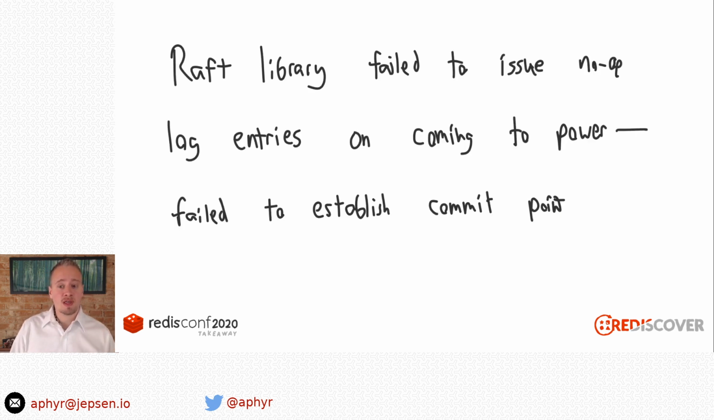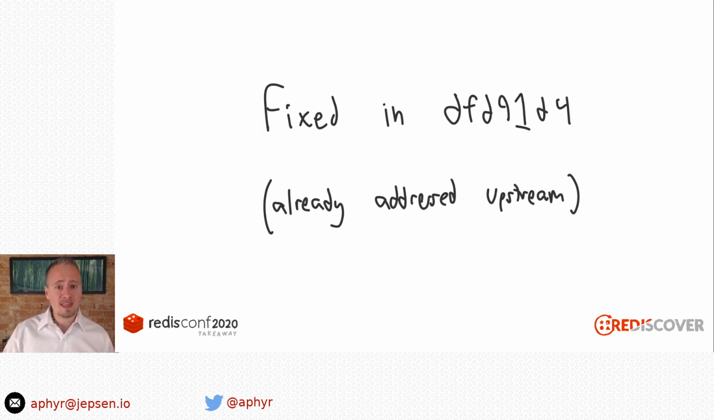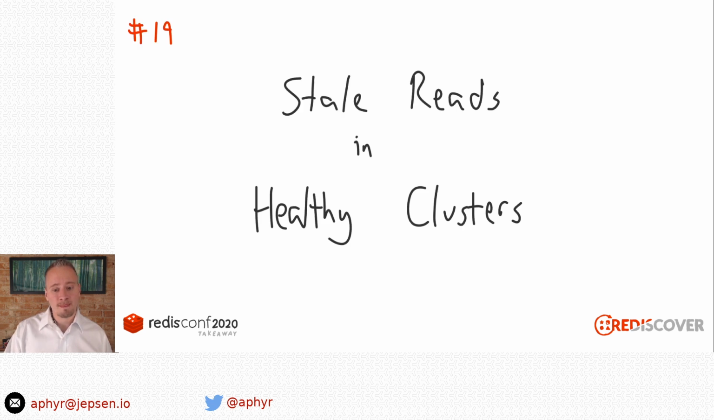This was because the underlying Raft library didn't issue a no-op log entry when a new leader was elected. And that's something that I've seen in a few different Raft implementations. It's a subtle part of the protocol. Adding that check back in DFD9 fixed this issue. It was already addressed in the upstream library, and all the RedisRaft authors had to do was pull the new version. Bug 19 involves stale reads in healthy clusters.